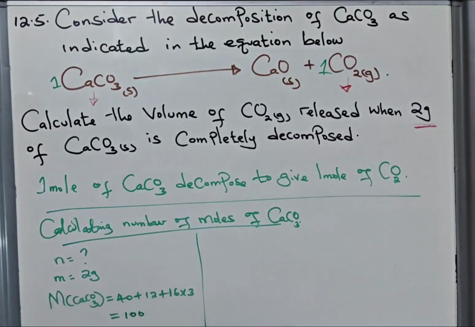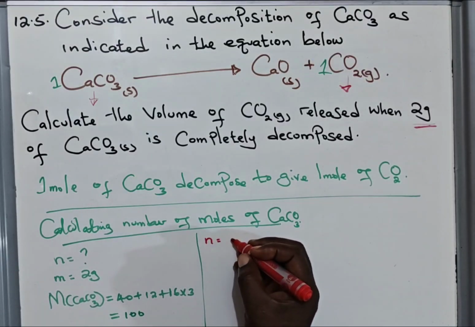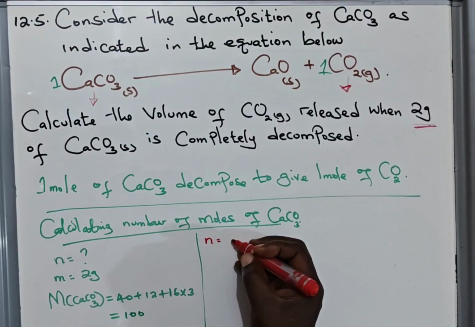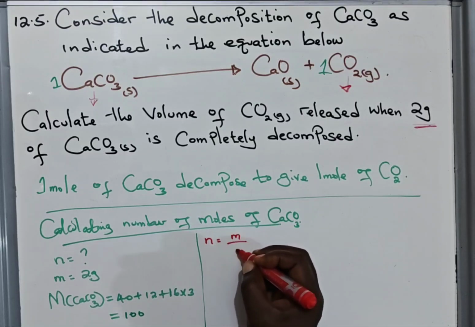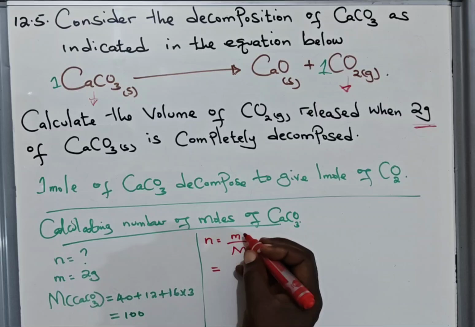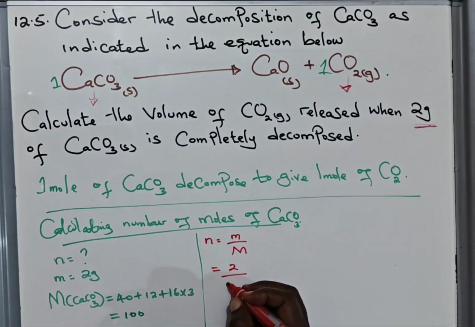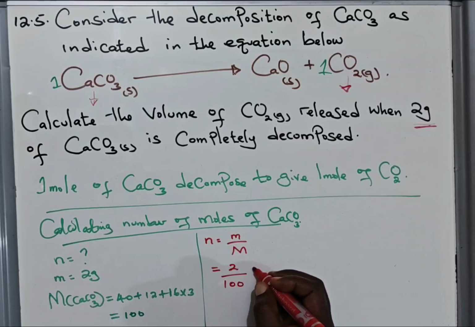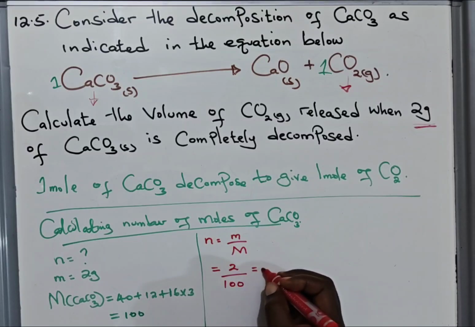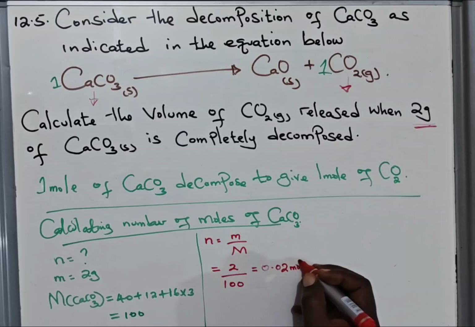So with this information, what do we do? We substitute. We have n is equal to m over molar mass. The mass is 2 grams and the molar mass is 100, giving us 0.02 moles.